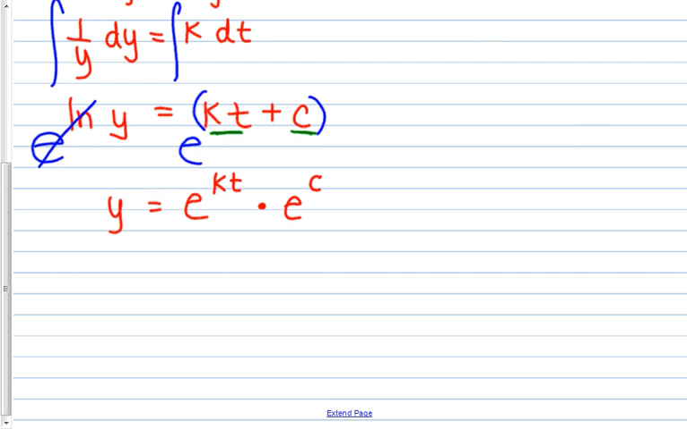Now what is c? C is a constant. C is a number. It's just a number. I don't know what number it is. It doesn't really matter. Not right now. Now, e is also a number. E to the c power, so this right here in reality is just a big old number. It doesn't really matter what number, it's a constant. So instead of using e to the c power, we're just going to use one big fat c. So y equals e to the kt power times c.